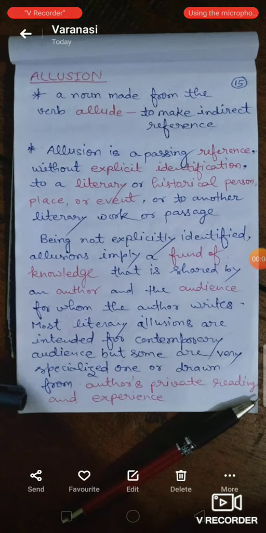Now we'll have to talk of another literary device that is very useful in literature and that makes literature somehow complicated, complex. It is allusion. Please don't be confused with illusion. Illusion is something else.